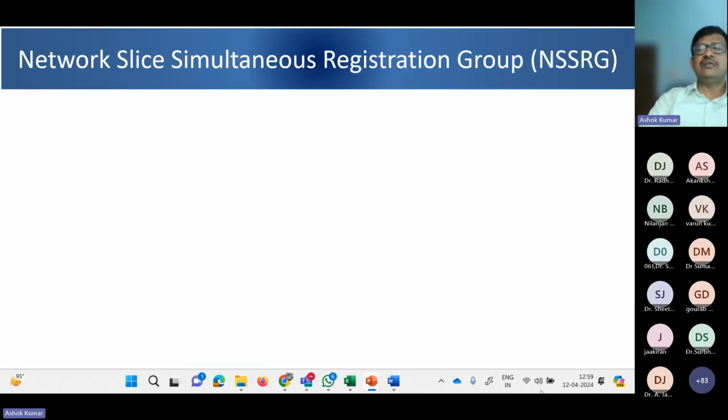Okay, this we have already talked about. So now there is a concept of registration group, network slice simultaneous registration group. This means that when a UE gets registered, it gets registered for a group of slices simultaneously so that it can use the services. It need not authenticate again and again, right? So that is called registration group.